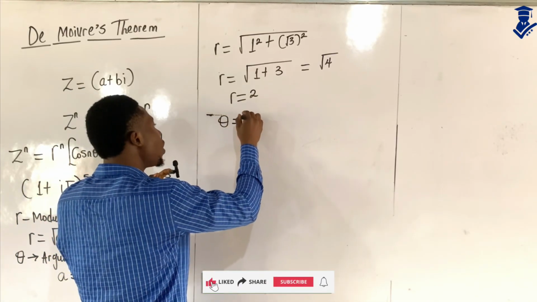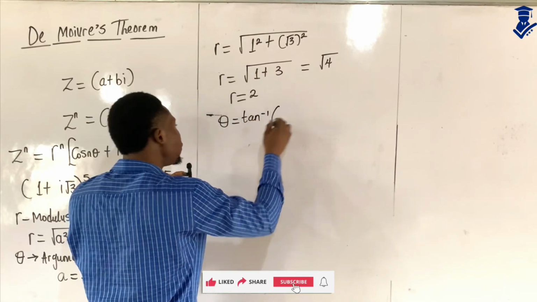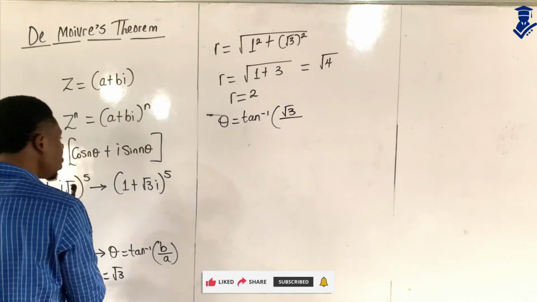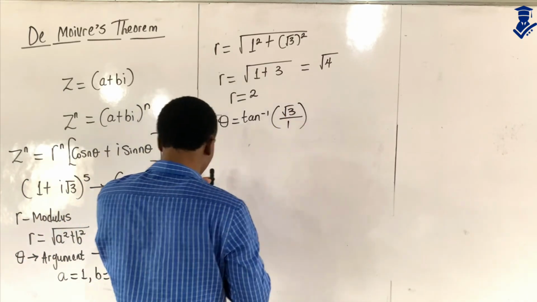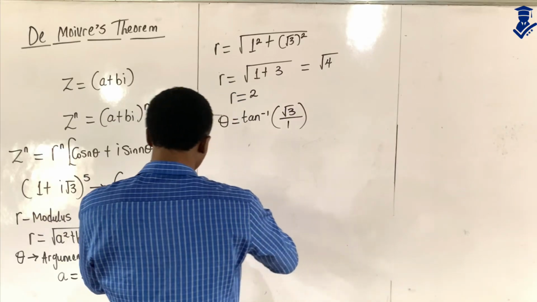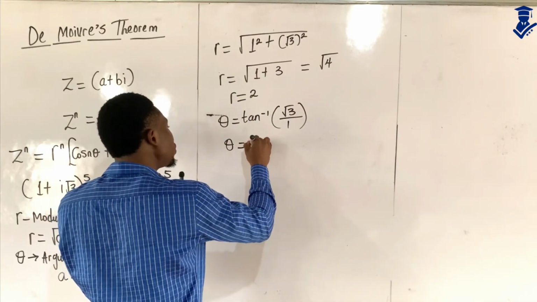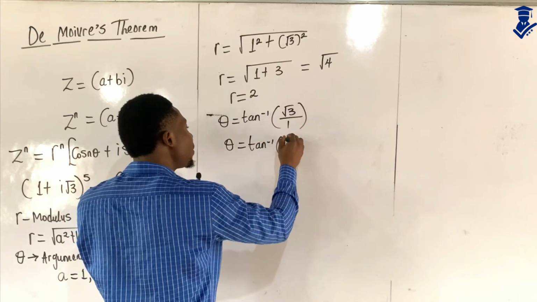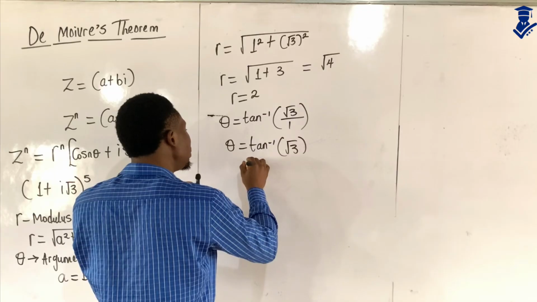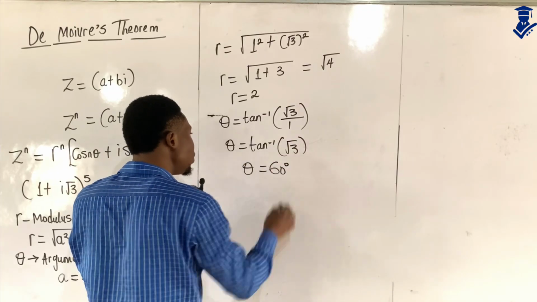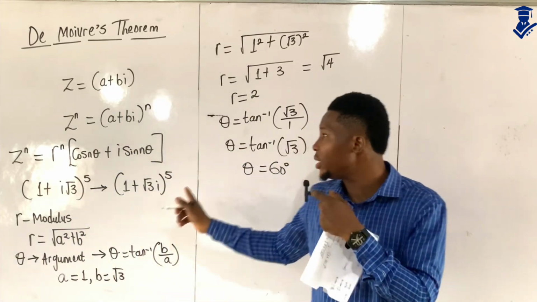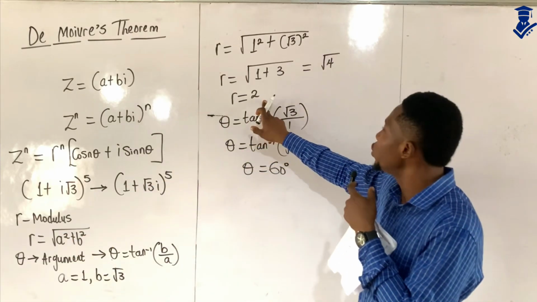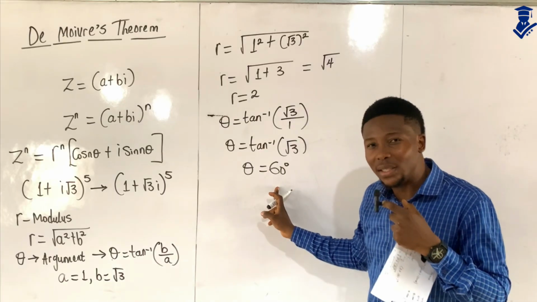Now theta is equal to tan inverse of b over a. Your b is root 3 over your a, which is 1. So now we're going to have that theta is equal to tan inverse of root 3 divided by 1, which is still root 3. And tan inverse of root 3 gives us 60 degrees. So meaning that the modulus of this is 2, and the argument is 60 degrees.